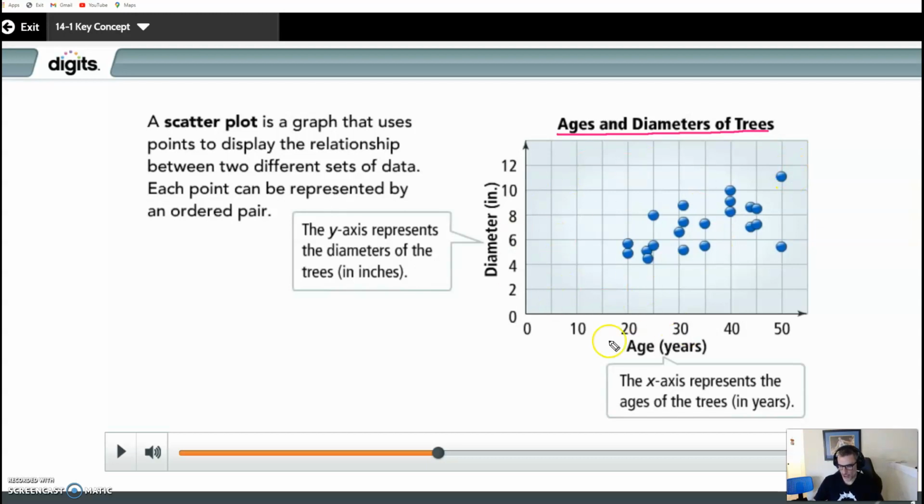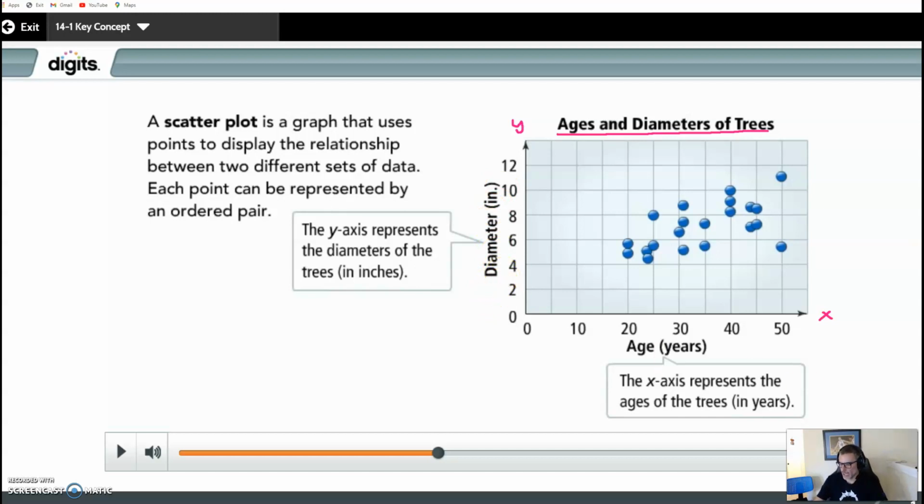So if you look at this graph here, you can see that on the x-axis, which is always our horizontal axis, we're measuring the age of the trees in years. So we have 10-year-old, 20, 30, 40, and 50-year-old trees. And trees can actually get much, much older. But here we just go up to 50. And then on the y-axis, we're measuring the diameter of the tree.